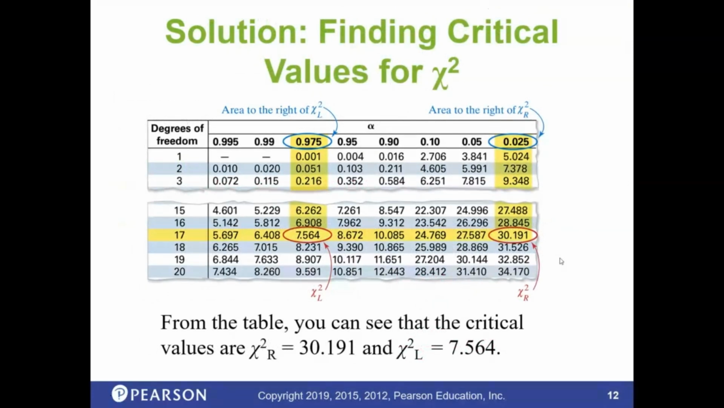So knowing that, I'm going to look on my chi-squared table. The degrees of freedom will be in the first column. I look up 17, and then the chi-squared L was 0.975, so I look that up and that gives me a value of 7.564. The chi-squared R, the area to the right of it was 0.025, so when I look that up, I have 30.191. So those are our 2 critical values, 30.191 and 7.564.